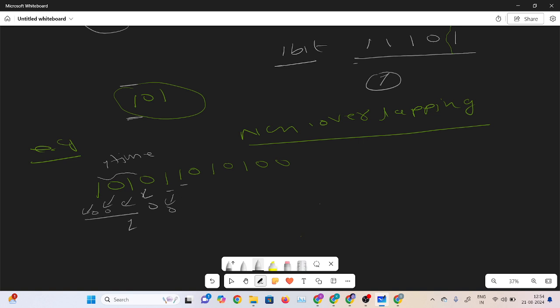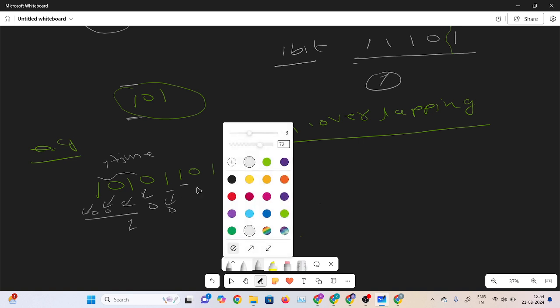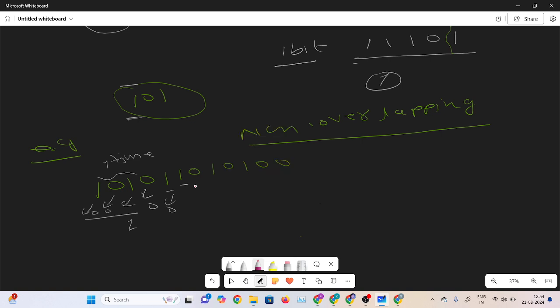Here, if I start from 1, the sequence is matching 1, then 0, the sequence is matching 1, then 0. So then again the sequence is matching. This is the second time.